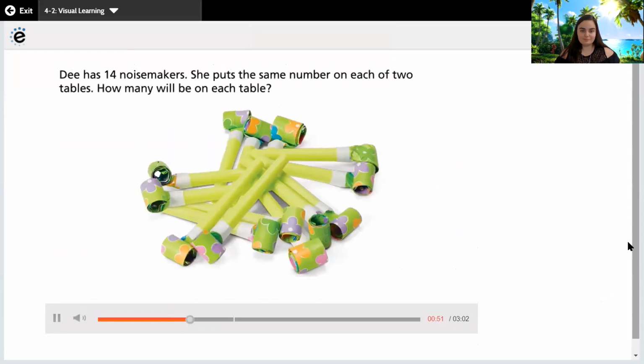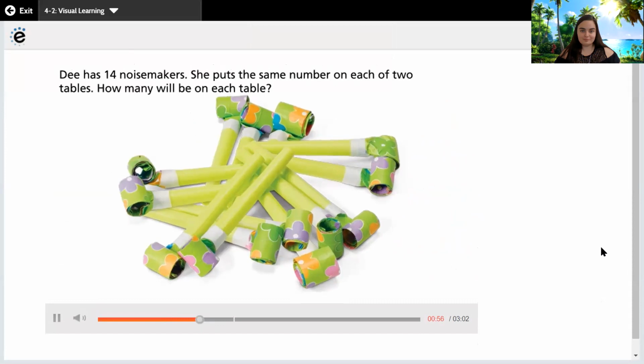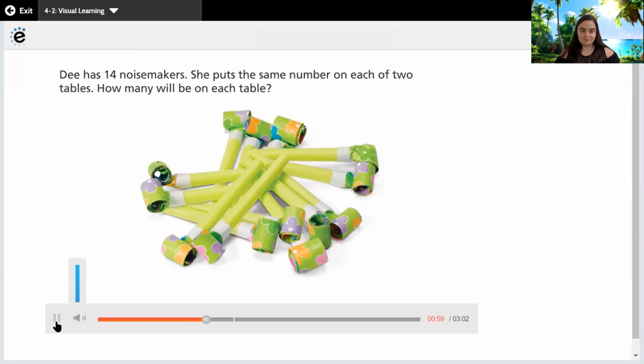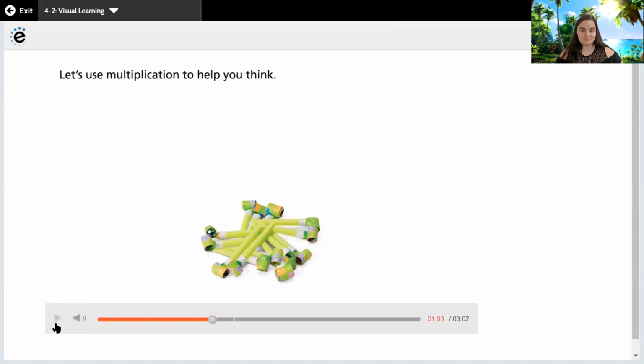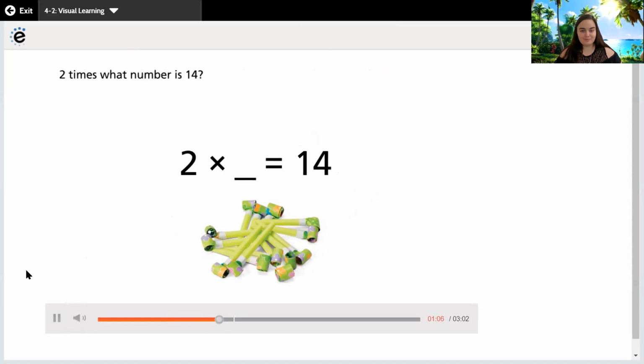D has 14 noisemakers. She puts the same number on each of 2 tables. How many will be on each table? It's asking us to divide those 14 noisemakers into those 2 tables, trying to do this equally. Let's use multiplication to help you think. The opposite of division is multiplication. So let's see if our multiplication can help us solve this. 2 times what number is 14? If I already know my 2's facts, so 2, 4, 6, 8, 10, 12, 14. How many is that worth? There's 7.